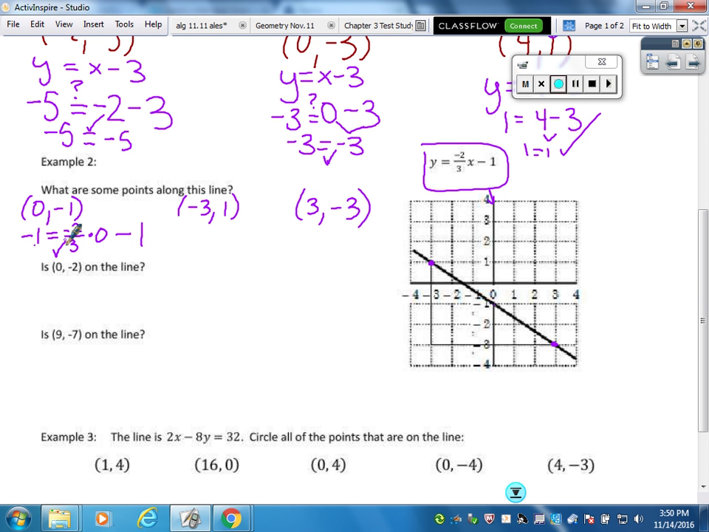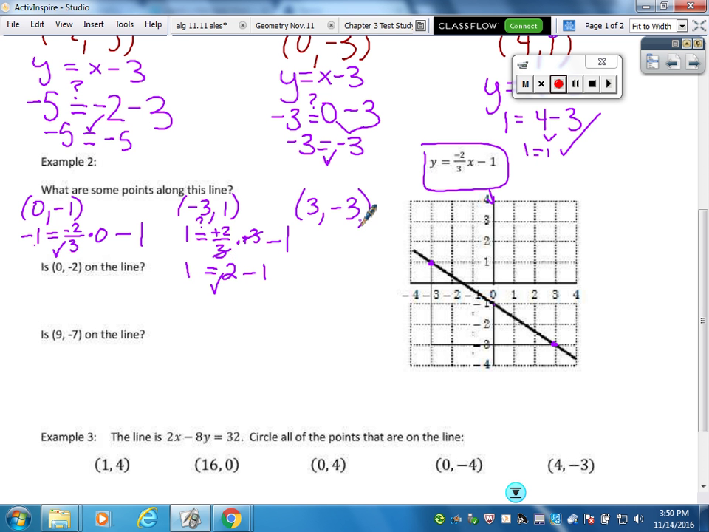Let's try this one right here. I've got 1 should be equal to -2 over 3 times my x, my -3, minus another 1. Now this one's an interesting one. When I am solving this one, I've got a negative times a negative, so I already know that's going to be a positive. And then I'm going to multiply by 3 and divide by 3, so those cancel out. So the only thing I really have sitting here is 2 minus 1. And 2 minus 1 is 1, just like we were looking for.